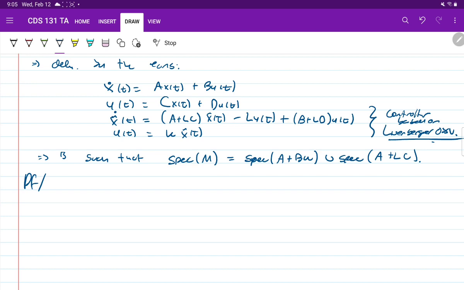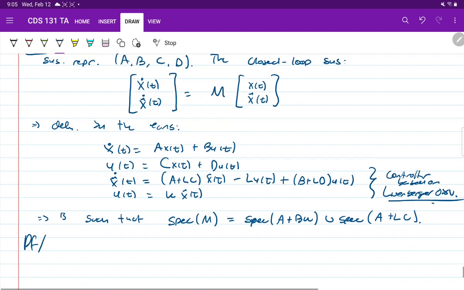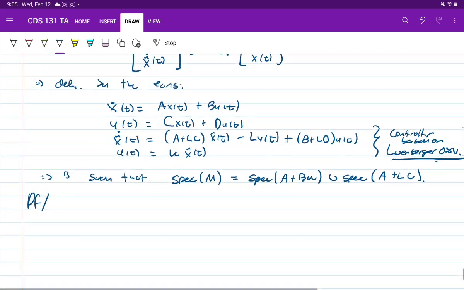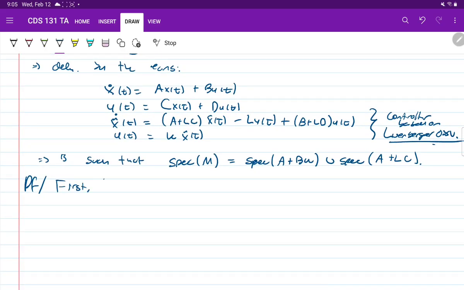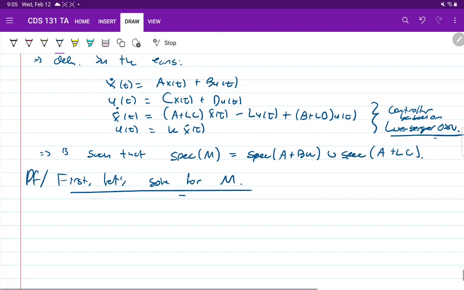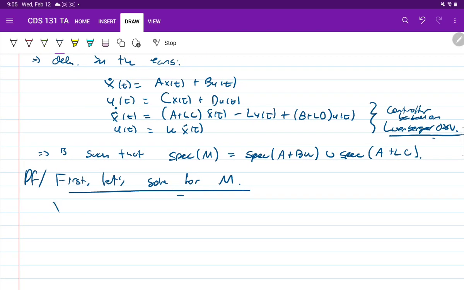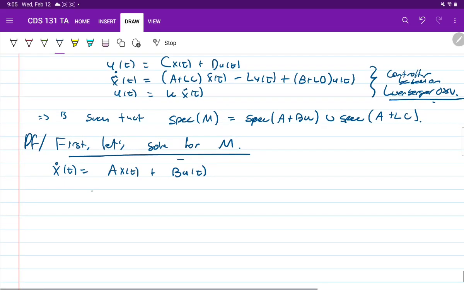Proof. First, I'm going to rewrite these systems in terms of this matrix M. So first, let's solve for the matrix M. Let's figure out the equation for x dot first. I have x dot of t equals Ax of t plus B times u of t. Now what's u of t? This is equal to Ax of t plus BK x hat of t. So this gives me x dot in terms of the state of the full system, x and x hat.